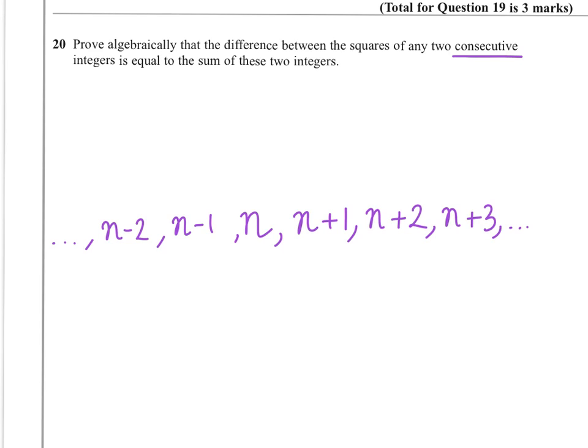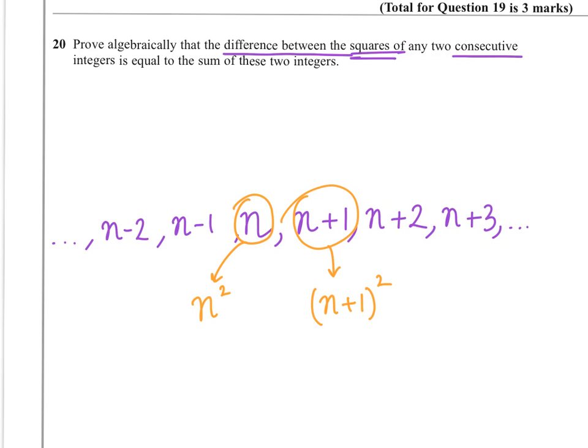So they're the integers, and they're consecutive, but it said it wanted something about the difference between the squares of any two consecutive. So let's choose two consecutive ones. Let's choose this one and this one. We could have chosen any two as long as they were next to each other, and we're going to square them. So we'll take this one and square it, and we'll take this one and square it, and then it wants the difference between them. So we can do that also.